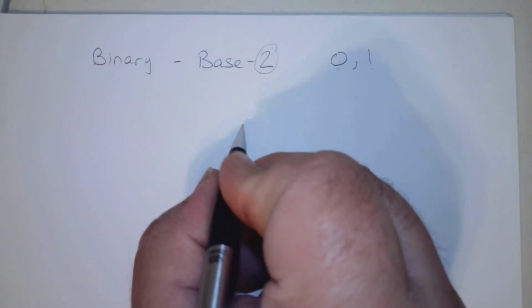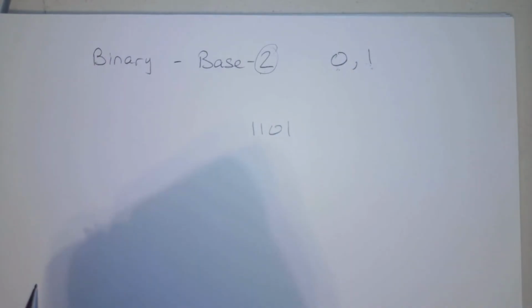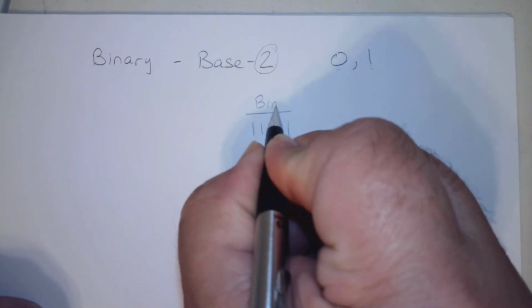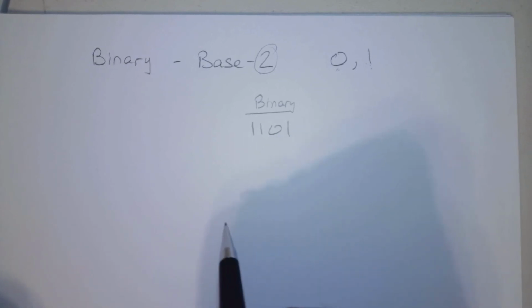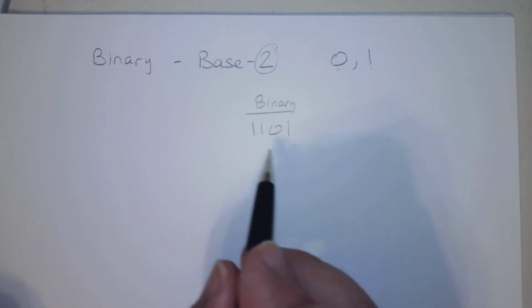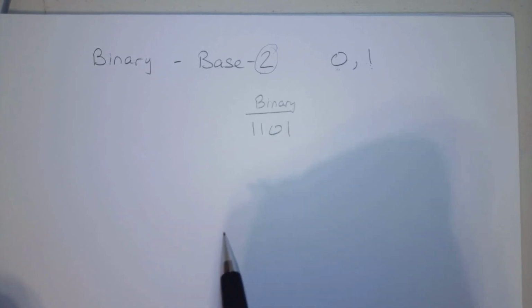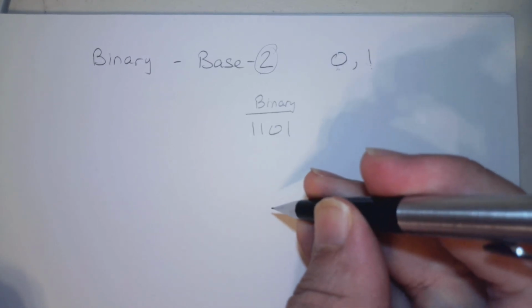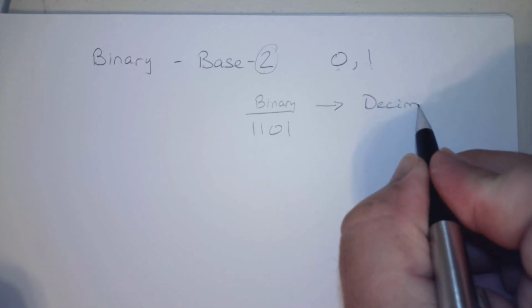So, let's say I have the number 1101. That's a binary number. Actually, that's the smallest symbol a computer understands. You need to have 4. These are called bits. That's called a byte. Let's convert this to decimal.